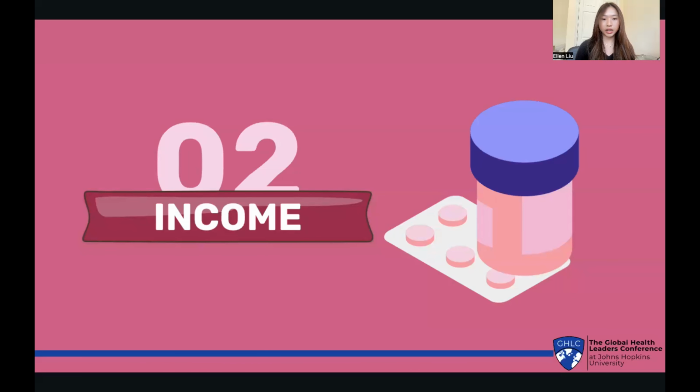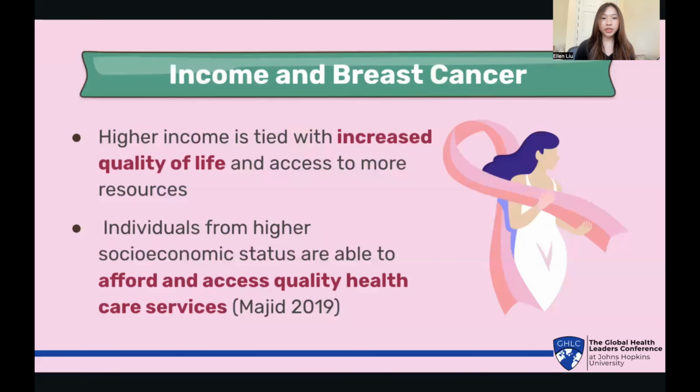Now I'll discuss income. Individuals of higher income often have increased quality of life and access to more resources, as individuals from higher socioeconomic status are able to afford and access quality healthcare services, which are super important in the early diagnosis and treatment of breast cancer.